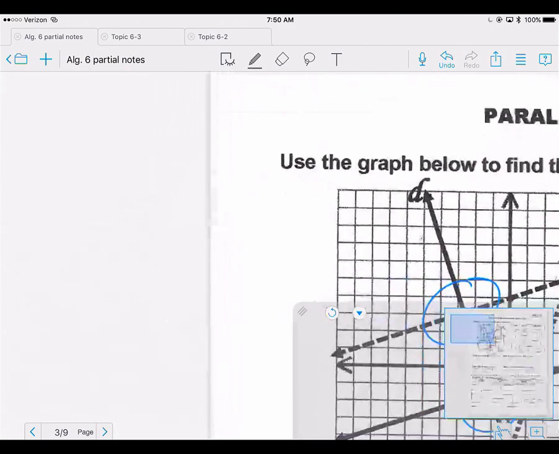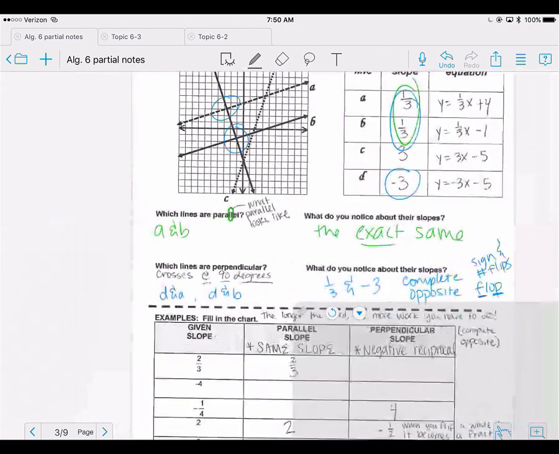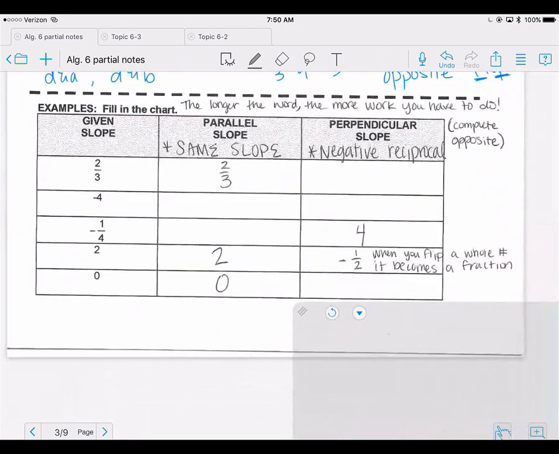So in the bottom, they ask us to fill in this chart. So we just discovered that parallel slopes have the same slope. So 2/3 would be parallel to 2/3. -4 would be parallel to -4. -1/4 to -1/4, 2 to 2, and 0 to 0.